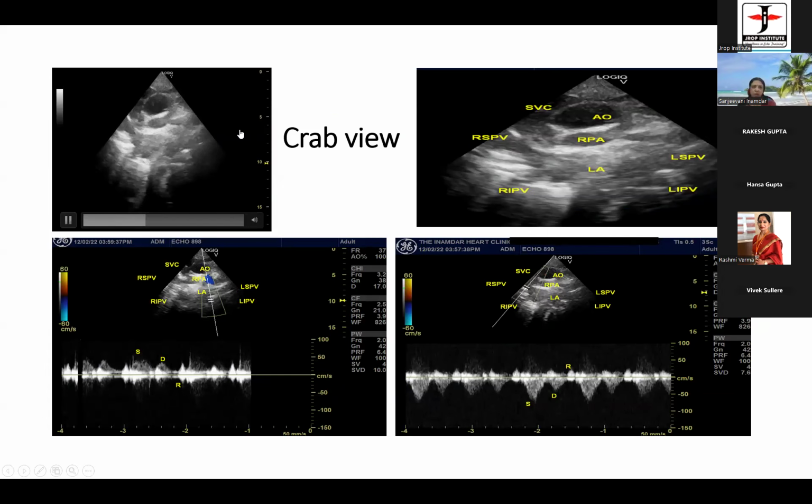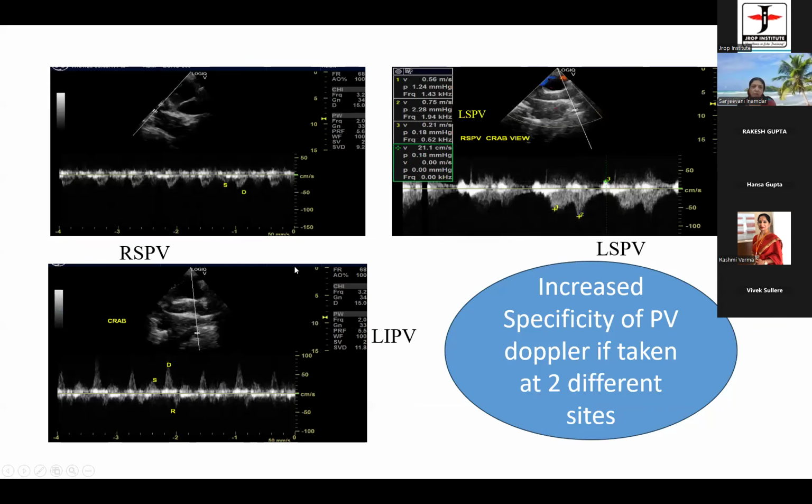So this is again the crab view I'm showing, and I just labeled it to simplify, to show how beautifully one can take the pulmonary vein Doppler even from the crab view. And one has to take it from 2 sides to increase the specificity of these parameters. So try to take it from 2 different sides.